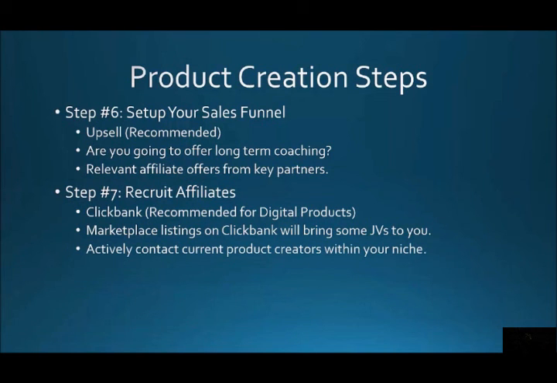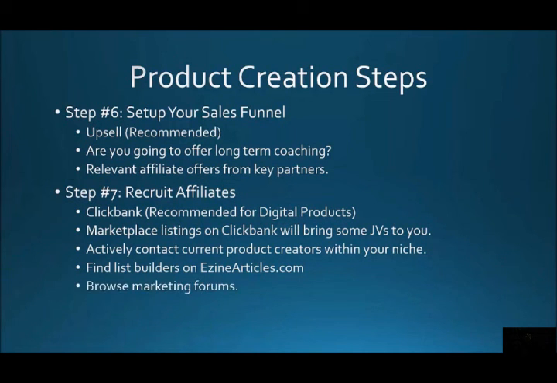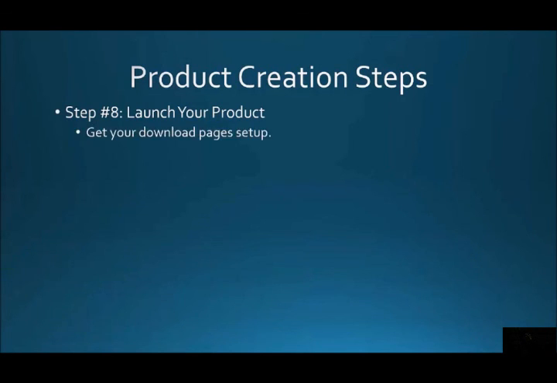You can actively contact current product creators within your niche market. Spend time getting in touch with them and letting them know about your product. Find list builders on ezinearticles.com. So find people that are actively building an email list and recruit them to be your affiliate partner. Browse marketing forums. Leverage Facebook to find affiliates as well. So there's all sorts of ways that you can go out there and find people in your niche market. Use Twitter to contact people that have products in your niche and let them know about the offer that you have. Step number 8 is to launch your product.